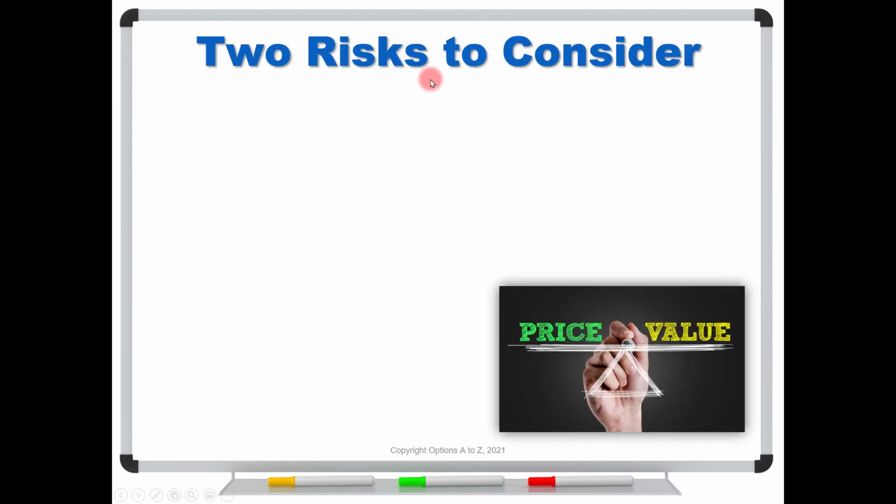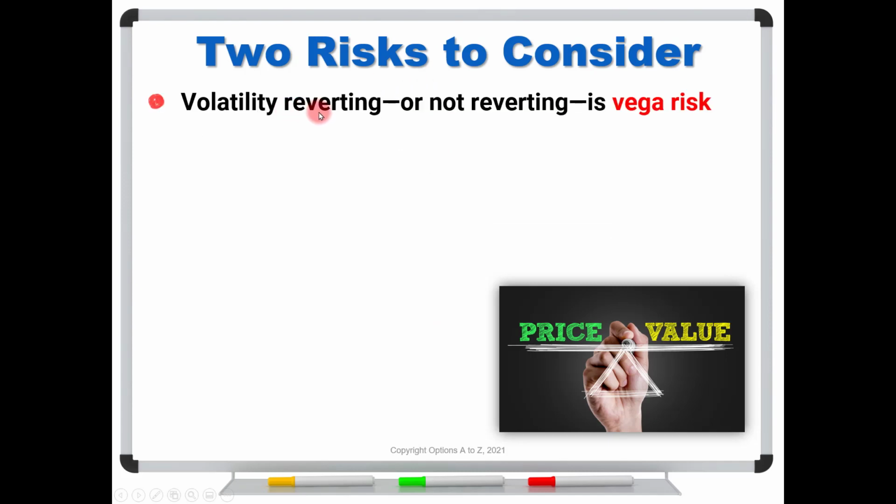So there are really two risks that you have to consider. Volatility reverting or not reverting is what we call vega risk. So recall that vega is one of our Greeks. It shows the option sensitivity to volatility. So whenever we talk about volatility or looking at implied volatility, comparing historic to implied, those are all vega risks. And sometimes I tell traders to think of this as swimming with the current. So think of a stream that's got kind of a gentle current going in one direction. You'd rather swim with that current. And that's where it can definitely help to check your implied volatilities. But it's not the end of the story.